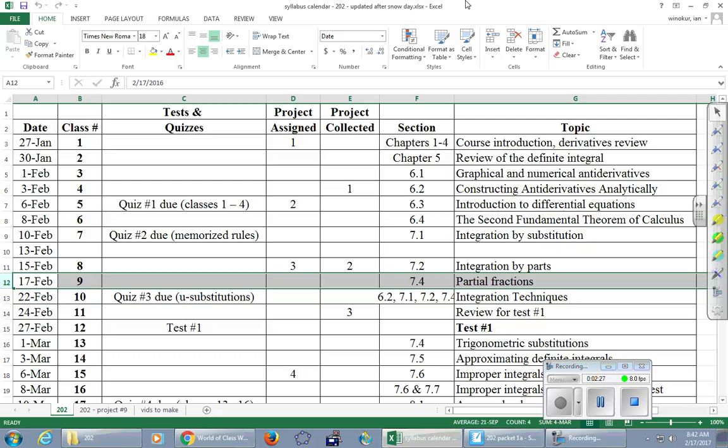Friday, 1 week from today, is our review for our first test, which is happening a week from Monday. Okay, not too early to start studying. I gave you a whole separate packet of practice problems that you can use to help you prepare for this test. Okay, so that's where we are and where we're headed. And let's take a look in the packet here.